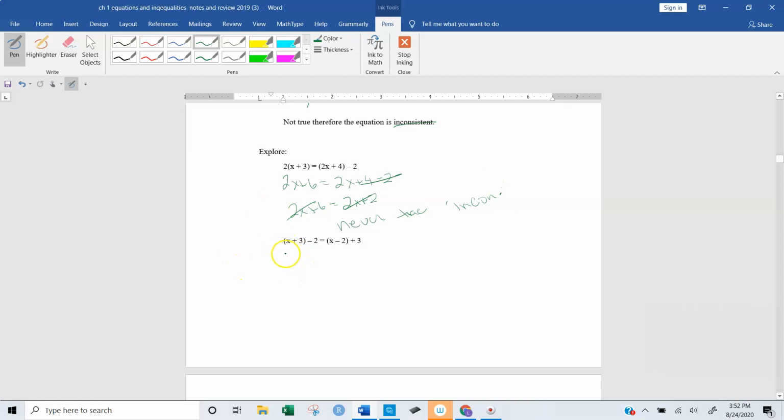Okay, let's see what this one is. So we have x plus 3. Those parentheses are doing nothing. There's nothing to distribute. So we can just put that minus 2 there, which is the same over here. X minus 2 plus 3. They were doing nothing. So we combine these and we get plus 1. We combine these and we also get plus 1. This is always true. They are identical. So since this is always true, this is known as your identity or consistent dependent. Well done.